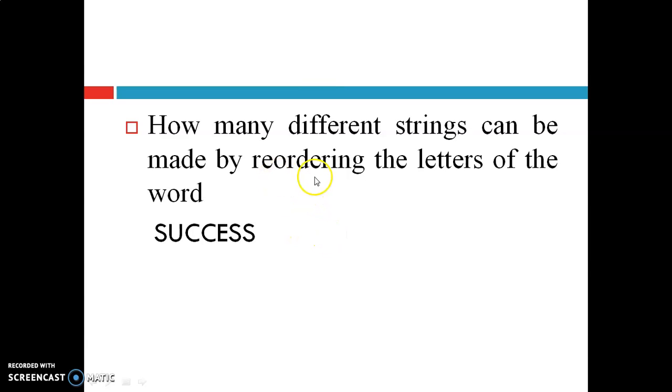So as per the formula, the number of ways of reordering the letters of the word to form a different string: the total number of letters in this string is 7. So 7 factorial divided by 2 factorial, because C is repeated twice, and S is repeated twice, so 2 factorial into 2 factorial. So it will give you the total number of strings that are possible from this string.